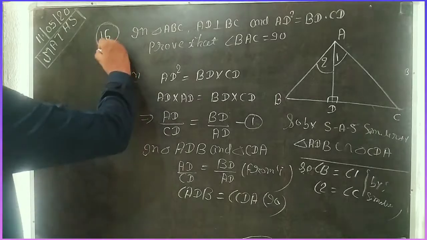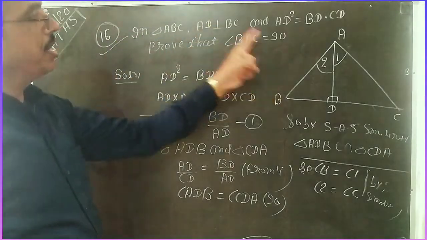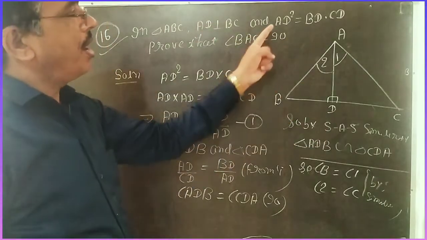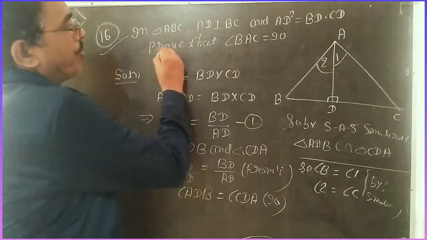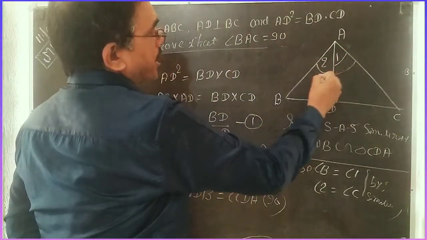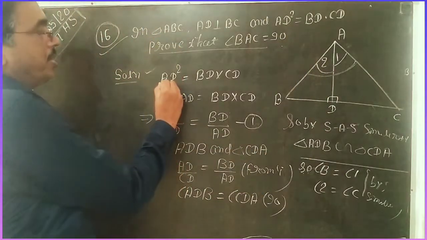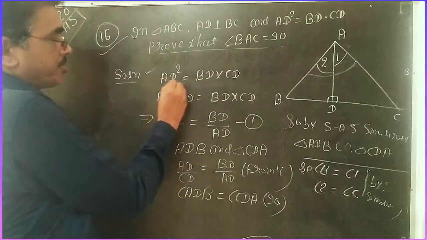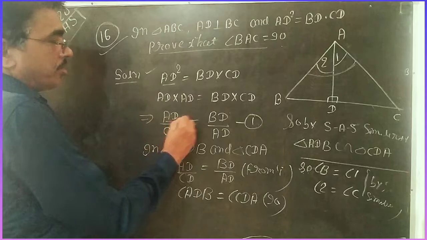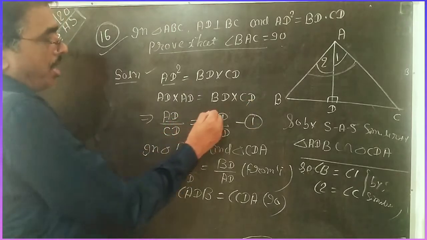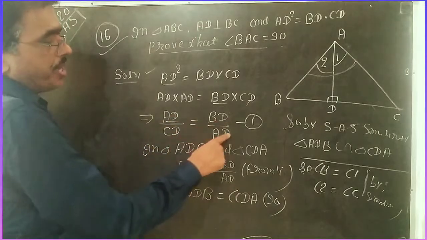Now, the last question of today's session, that is 16. In triangle ABC, AD is perpendicular to BC and AD square is equal to BD into CD. It is given. Then prove that angle BAC is 90, that means this angle will be 90. From the solution, AD square is equal to BD into CD, which means AD into AD is equal to BD into CD. So AD by CD is equal to BD by AD.